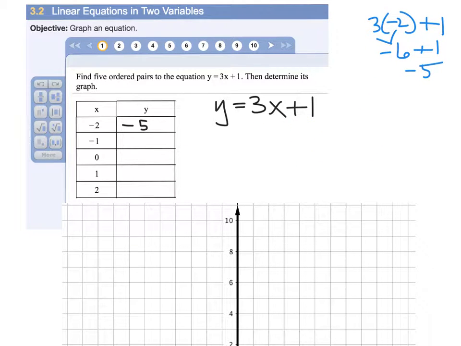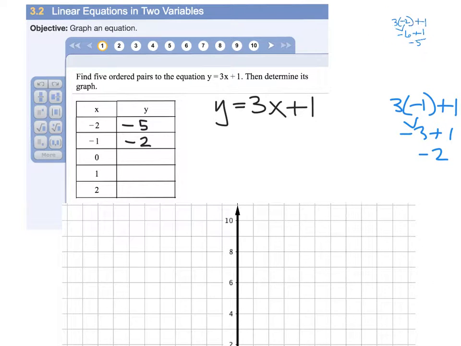And now we're going to do -1. All right, so we've got 3 times -1 plus 1, so that's -3 plus 1, so that's -2. So that means when x is -1, y is -2. And I'm going to put it over here and make these a little smaller because we don't need them anymore.